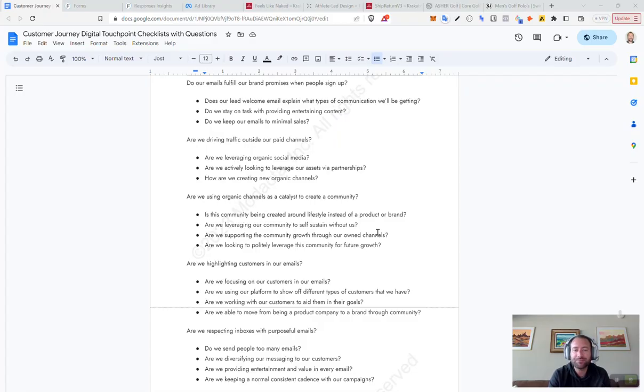We're using our platform to show off the different types of customers we have, who come in all shapes and sizes, all different walks of life. Everyone's just trying to find themselves in a brand or a product or something else, or know if a product's right for them. There's no reason to be shy about that. We're working with our customers to aid them in their goals. This is a broader lifestyle thing.